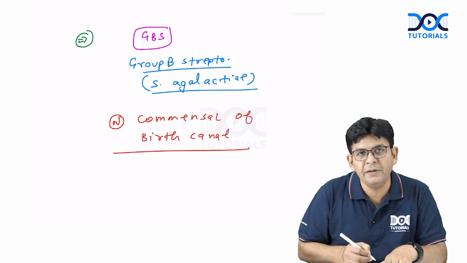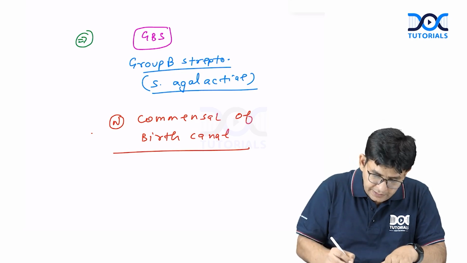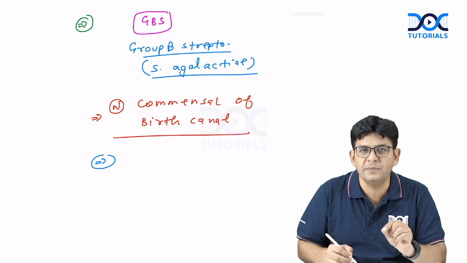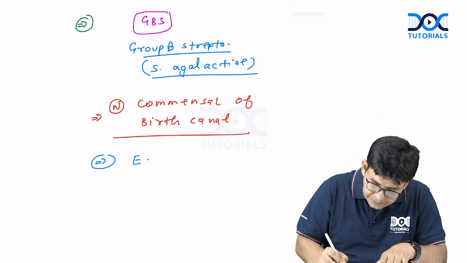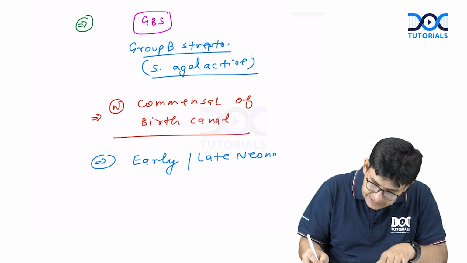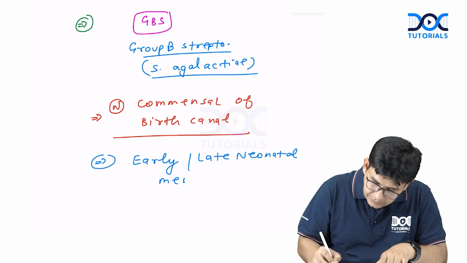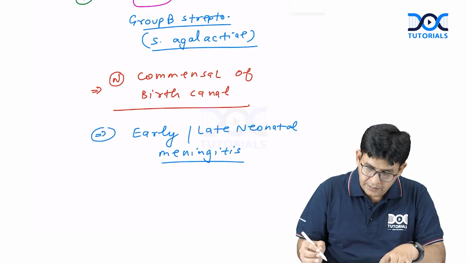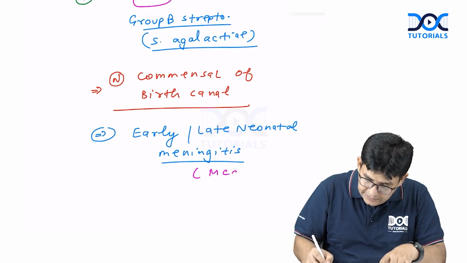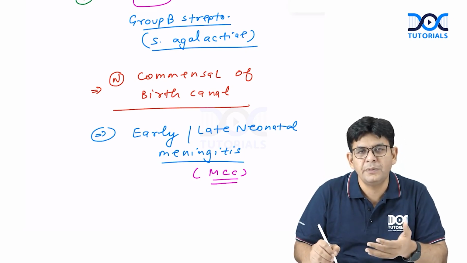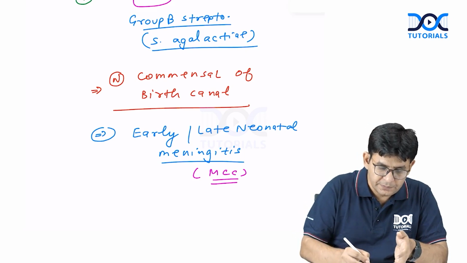Not in every female, but in some. And while the child is passing through this birth canal, it acquires the infection of this particular bacteria and lands up with either early or late neonatal meningitis. Early or late neonatal meningitis is caused by this particular group B strepto, that is Streptococcus agalactiae. And in fact, if somebody asks you the most common cause of neonatal meningitis in the world, the answer is Streptococcus agalactiae. So that you need to remember first of all.